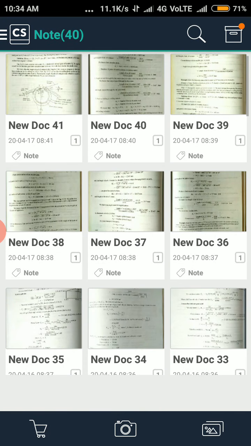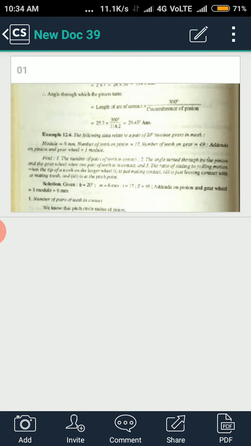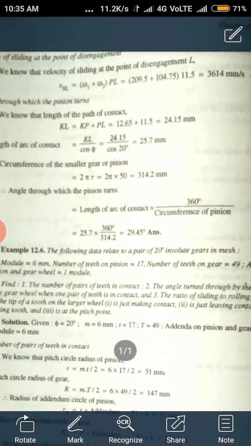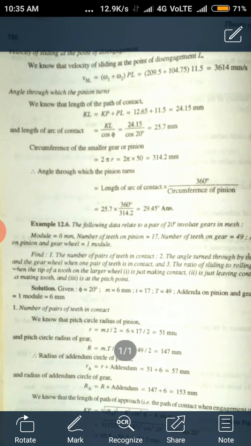Now we can determine the sliding velocity at the disengagement, or sometimes you can say the minimum sliding velocity. That is given by omega 1 plus omega 2 into the length of path of recess. So substitute the values here, 209.5 plus 104.75 into the length of path of recess, 11.5. You got 3614 mm per second.